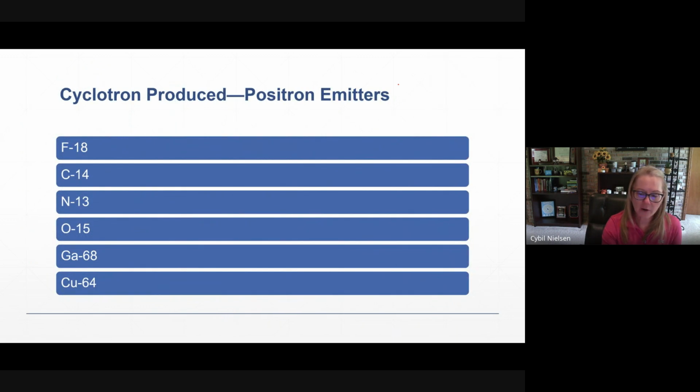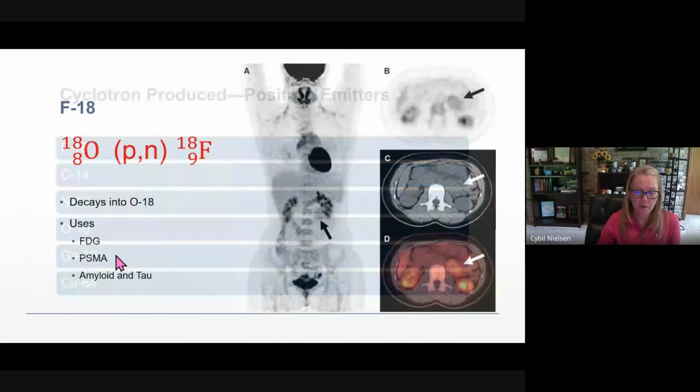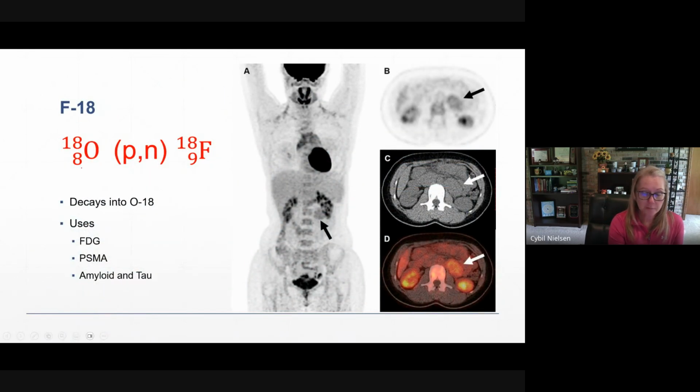All right, then we have our positron emitters. So positron emitters, what's going to be happening is we're going to add a proton and something's going to come out. So these are all the positron emitters that you need to know. We already went through this one. Proton in, so 8 turned to 9. Proton in, neutron out, 18 plus 1 is 19, 19 minus 1 is 18.